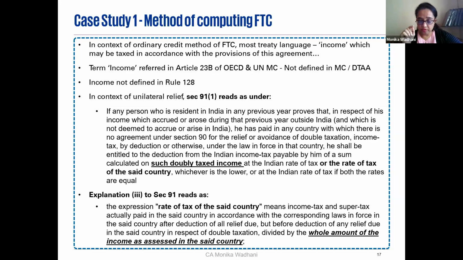Now, let us see if there is anything which we can borrow from provisions of section 91(1). So, section 91(1) uses the language that income has to be doubly taxed income, and thereafter the Indian rate of tax or the rate of tax of the said country, whichever is lower, has to be applied. So it also talks about doubly taxed income. And then there is an Explanation 3 to section 91, which is in context of what do you mean by rate of tax of the said country.